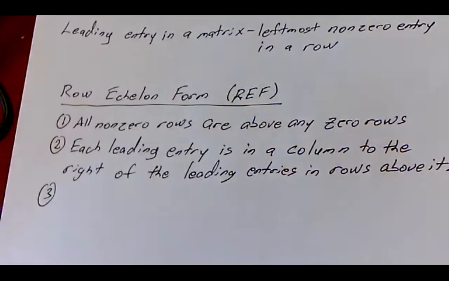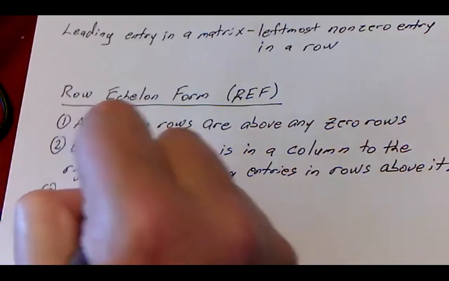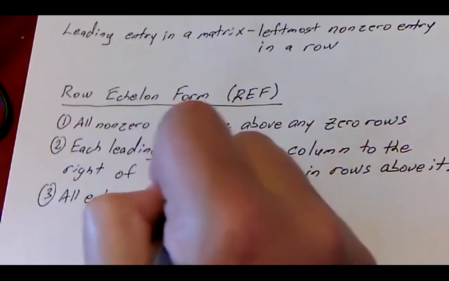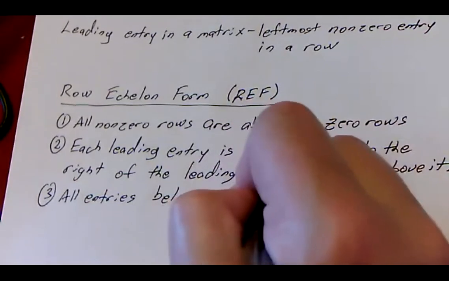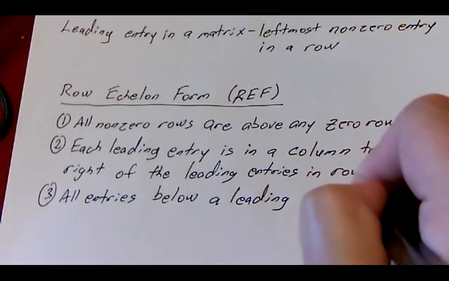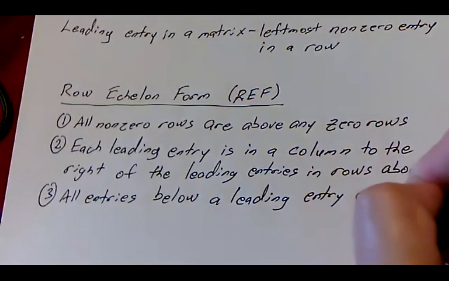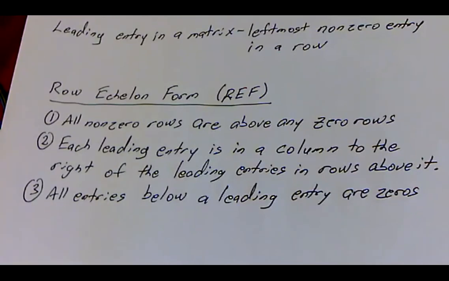And then our third characteristic is all entries below a leading entry are zeros. Okay, all entries below a leading entry are zero.